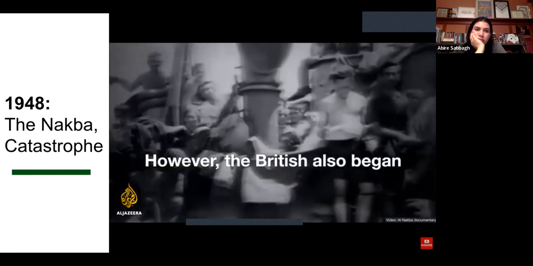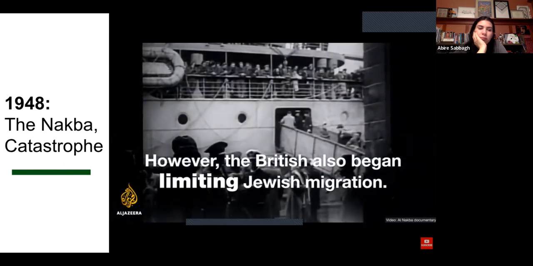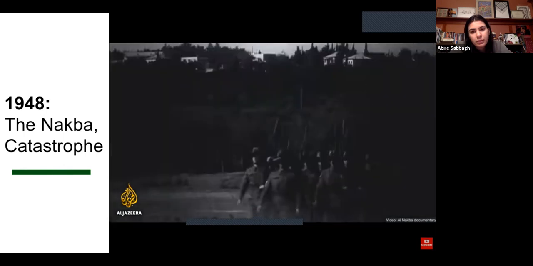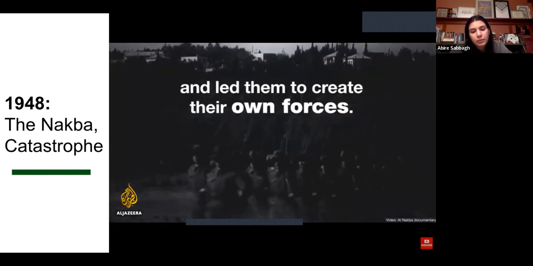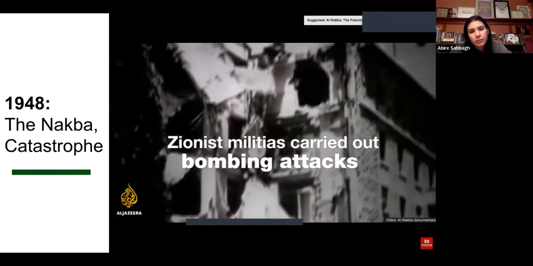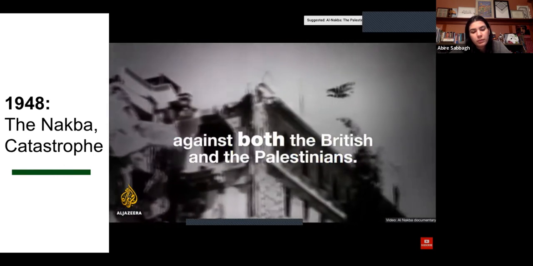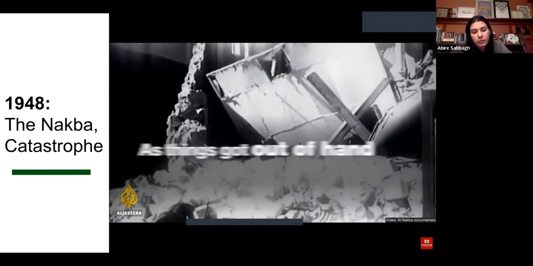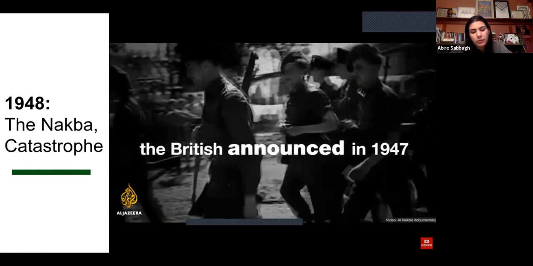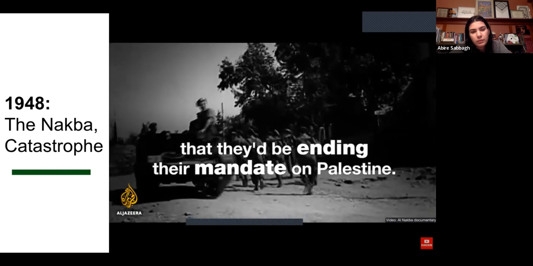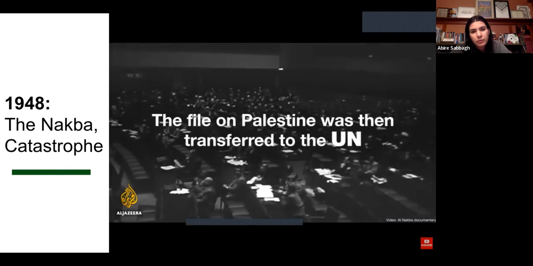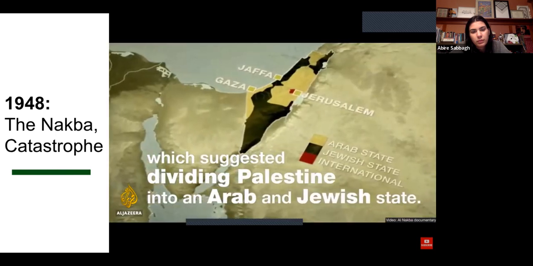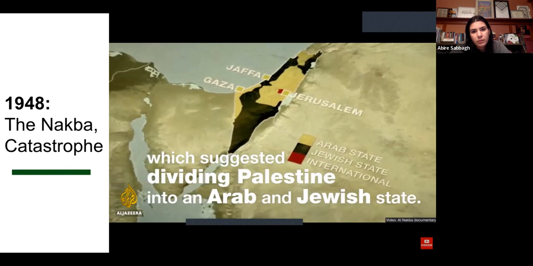However, the British also began limiting Jewish migration. This upset the Jews who had fought with the British during the uprising and led them to create their own forces. Zionist militias carried out bombing attacks against both the British and the Palestinians. As things got out of hand, the British announced in 1947 that they'd be ending their mandate on Palestine. The file on Palestine was then transferred to the UN, which suggested dividing Palestine into an Arab and Jewish state.